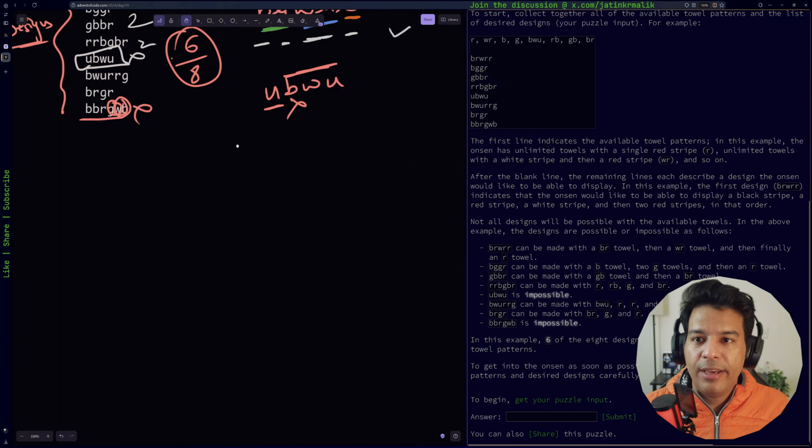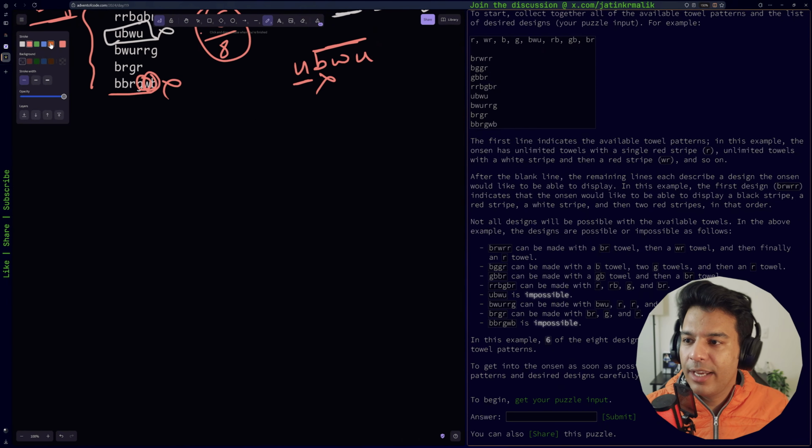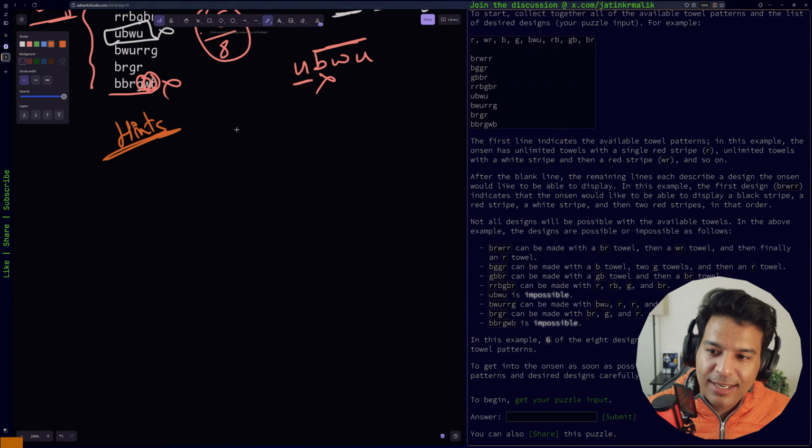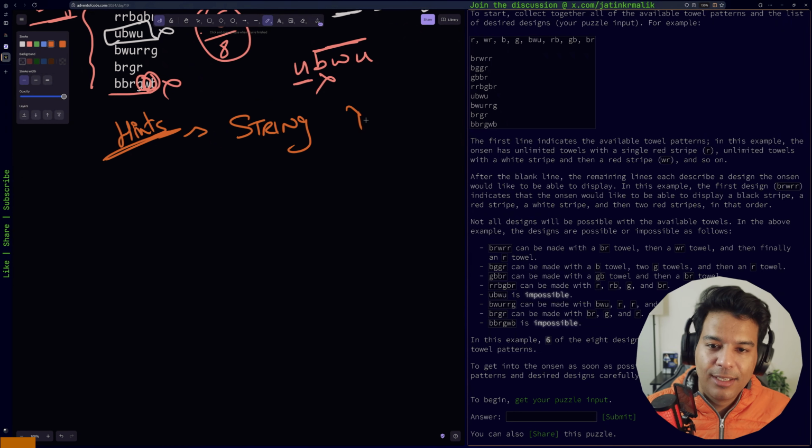All right, here are a couple of hints to get you going. Let me pick my orange marker. And if you have read the question properly, you can see that at its core, this is nothing but a string matching question.